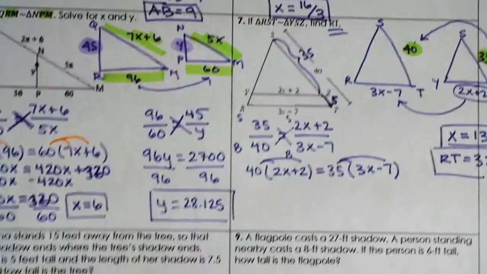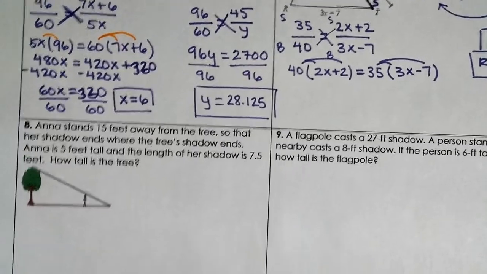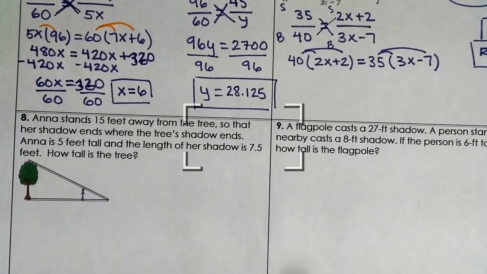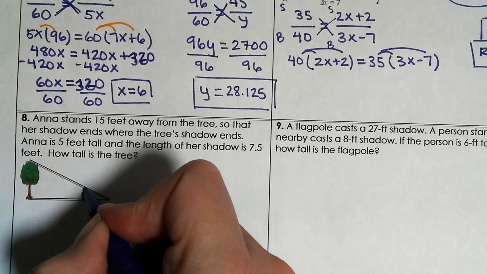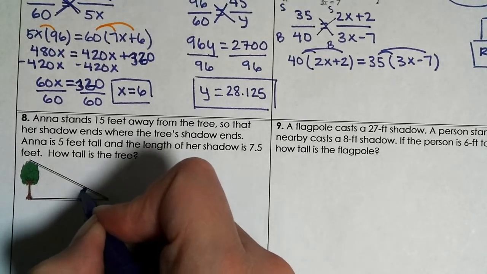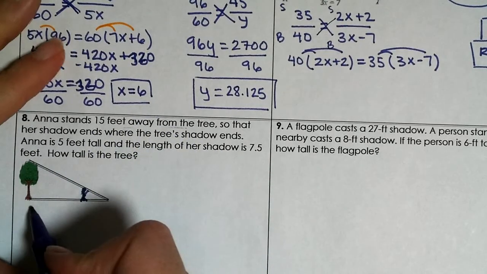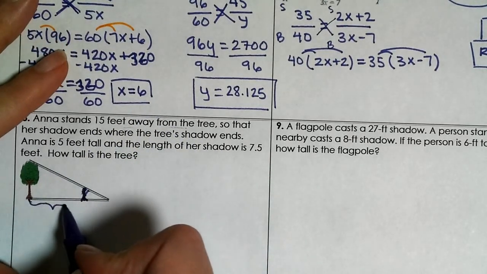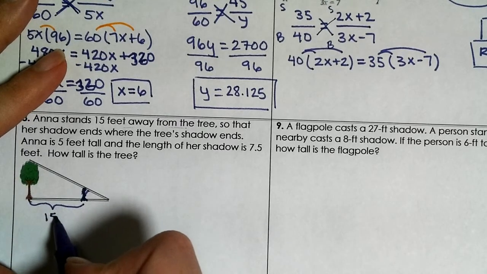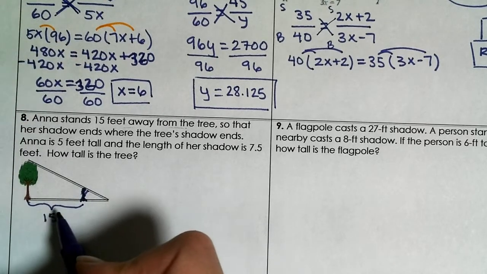All right, number 8. Anna stands 15 feet away. So first, I'm looking at this picture. This is Anna. She's obviously the person. She stands 15 feet away from the tree. Here's the tree. So that's telling me that this part right here is going to be worth 15. Anna is 15 feet away from the tree.